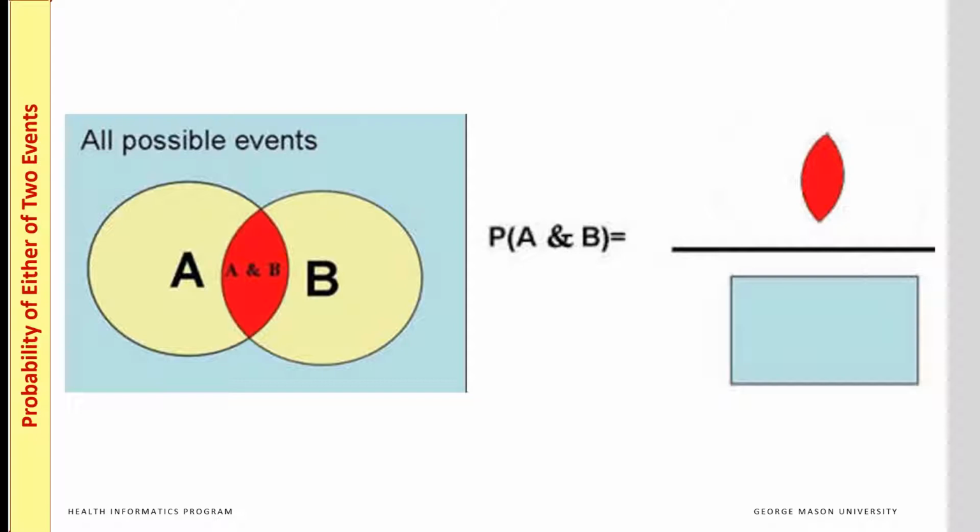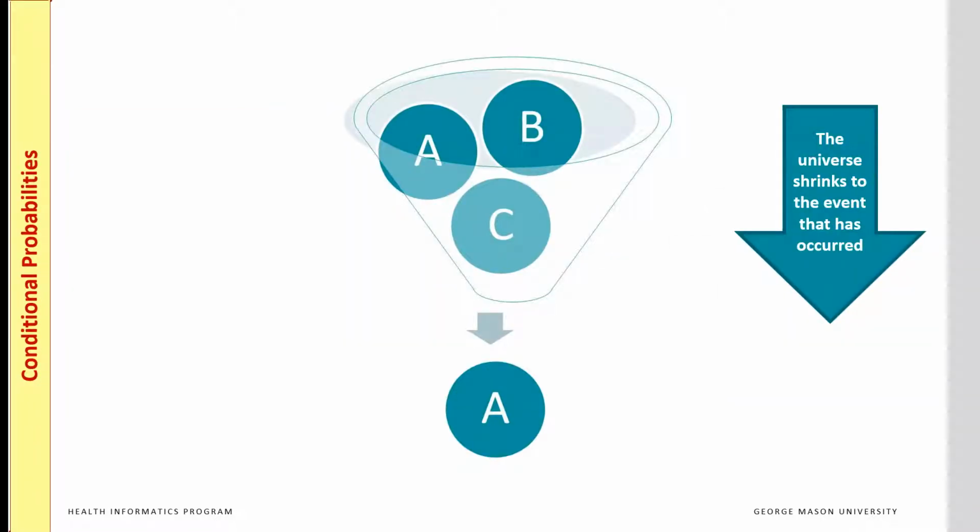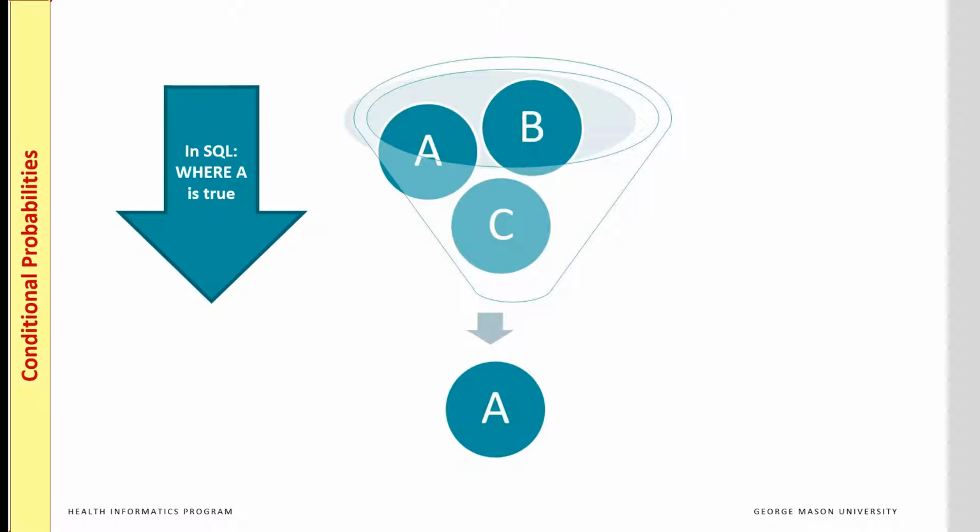The probability that both events occur together is given by the red area divided by the universe of possibilities. Conditional probability is calculated by shrinking the universe of possibilities. Of all the possibilities, the only thing that is now possible is the event that has occurred, or in other words, the condition in the conditional probability. In SQL, this translates to filtering the data using a where command. The where command reduces the massive data in the electronic health record to a smaller subset where event A has occurred.